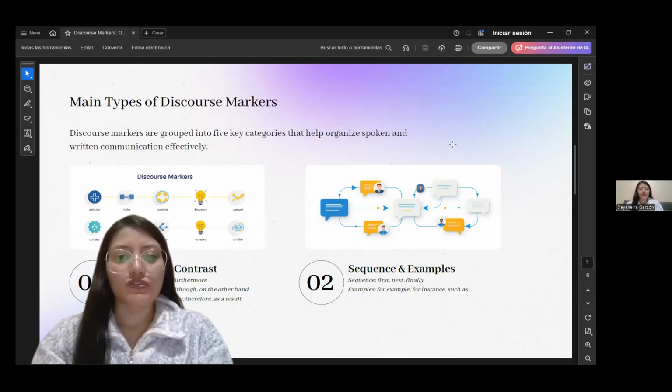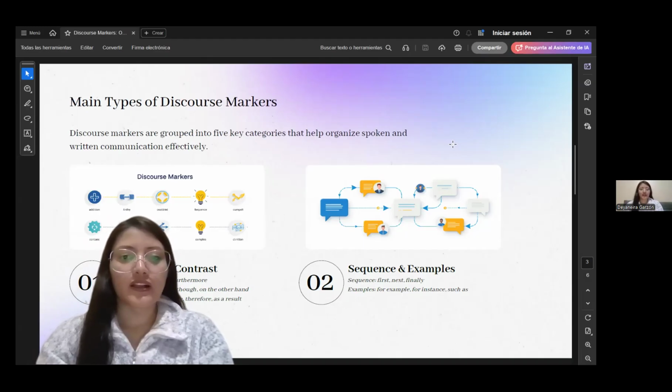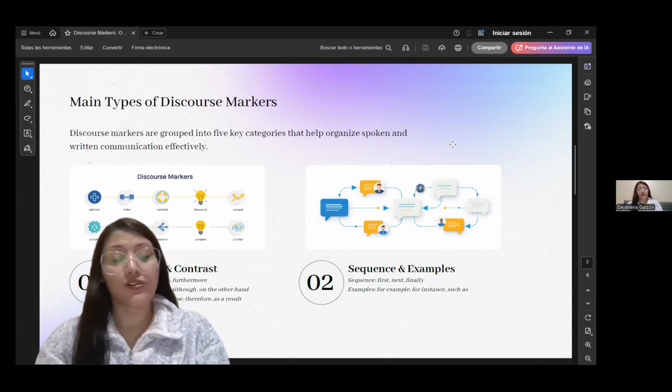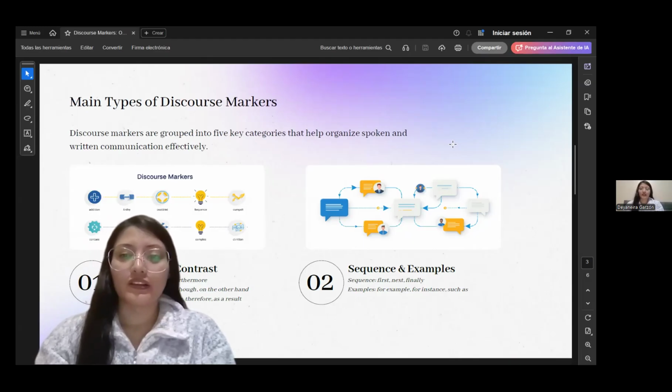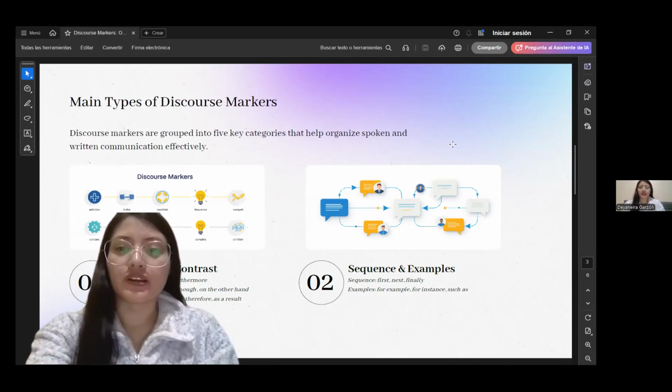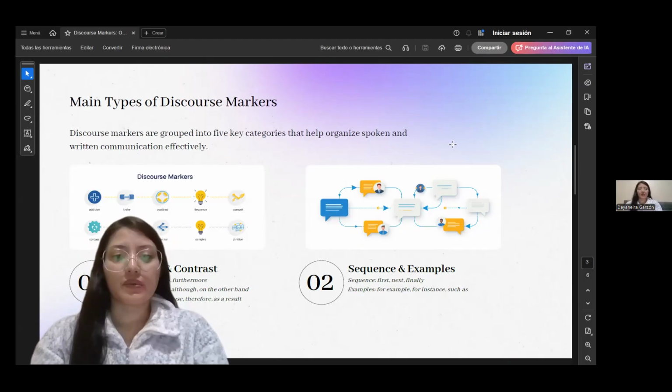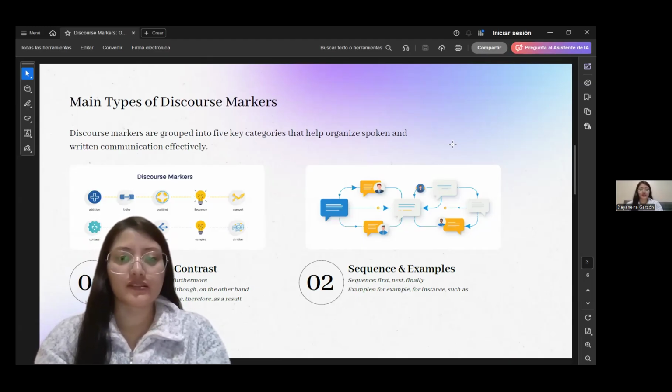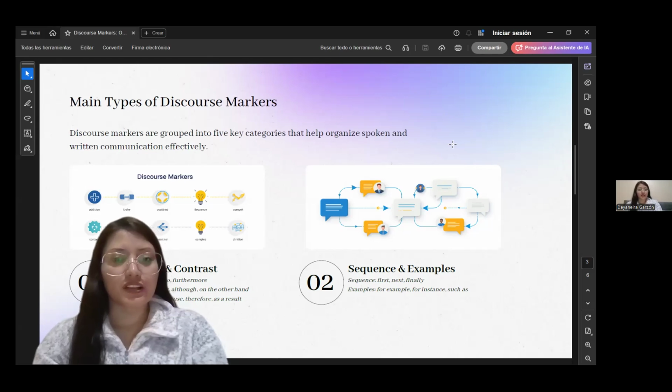We also have sequence markers like first, next, and finally, which help organize ideas in order. Finally, example markers such as for example and for instance introduce illustrations that make explanations clearer.